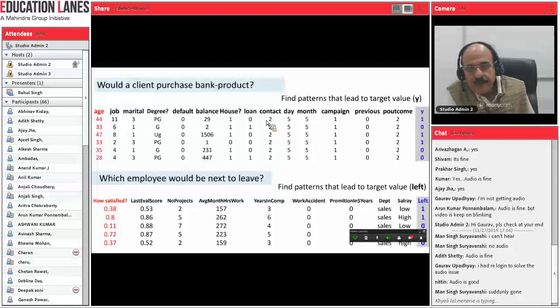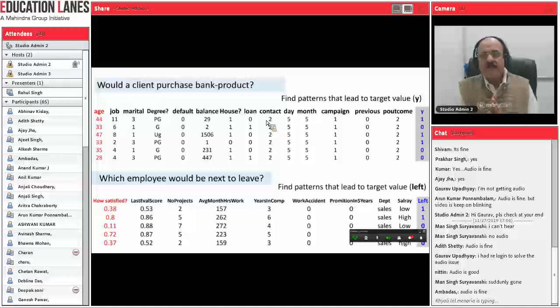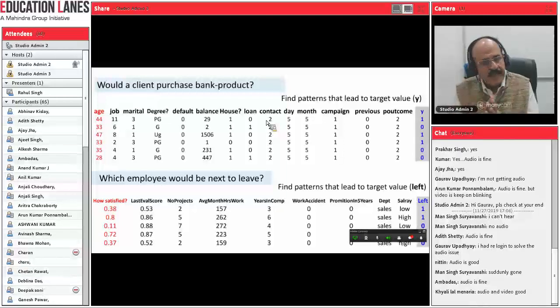I have put here two data sets. One is a data set from a Portuguese bank. The Portuguese bank has devised a marketing product, a financial product, and it wants to target only those customers who are likely to purchase the product.